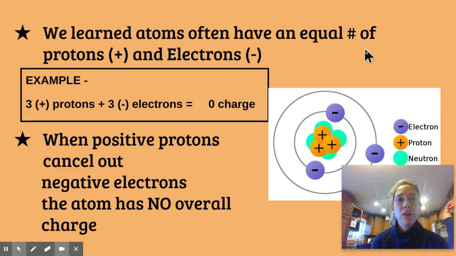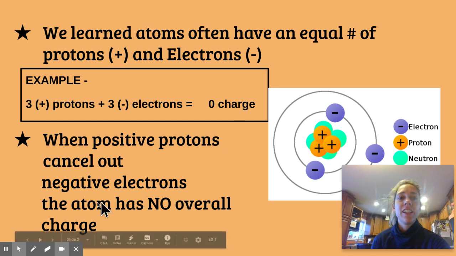So this is a review of what we learned last week. We learned that atoms often have an equal number of protons and electrons. If you look here, this particular atom has 3 protons and 3 electrons. Those balance out or cancel out, and the atom has no charge. When a positive proton cancels out a negative electron, the atom has no overall charge. That's what it says there.